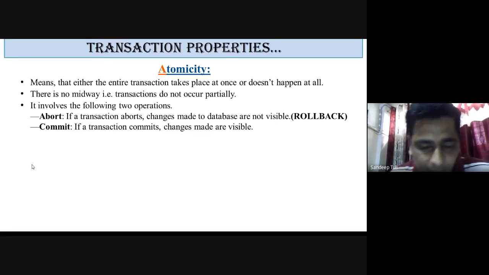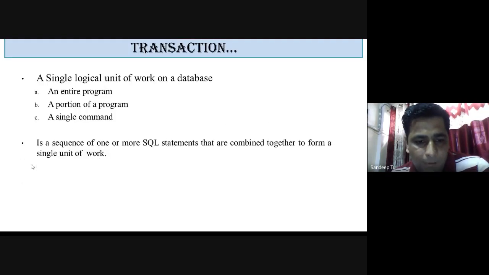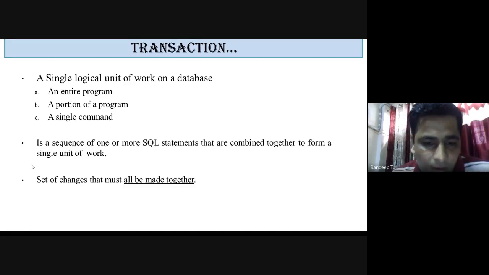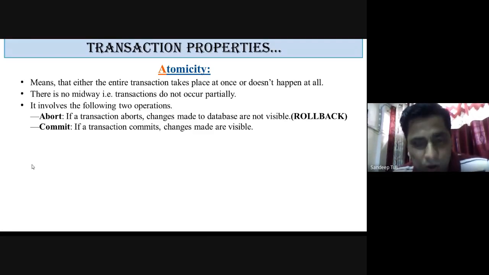If you remember, in my second slide I asked you to remember the underlined words: all should be made together. Now I am going to explain it properly. The atomicity property says that all should be made together. It means that either the entire transaction takes place at once or does not happen at all. There is no midway in transactions. Transactions cannot occur partially. Either all the statements need to be confirmed or completed, otherwise all need to be dismissed.